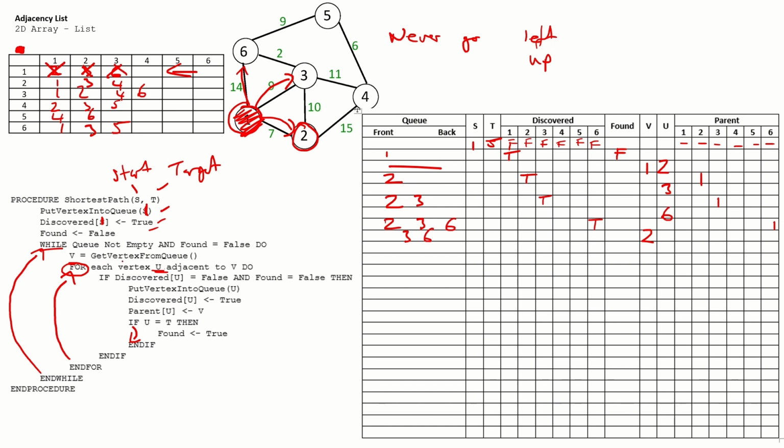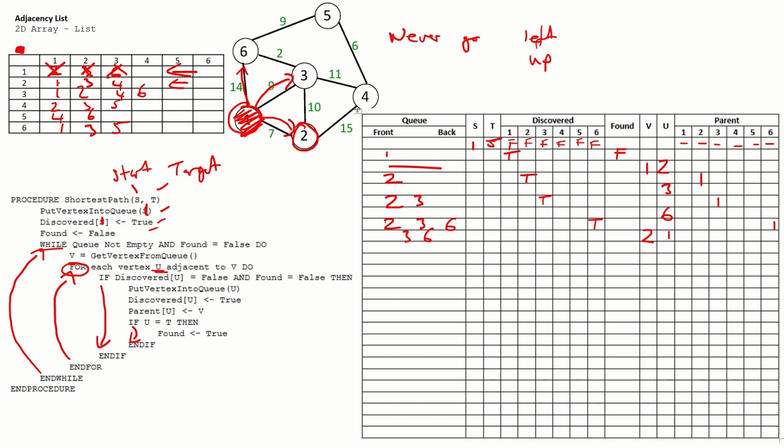So we go through the algorithm again. We've got the vertex from the queue. Each vertex U adjacent to V. So what's adjacent to 2? It is 1, 3, and 4. So first of all, set U to 1. And then we've got if discovered U is false. Well, actually, discovered U is not false. We've already found 1, so we don't need to go back again. So that's fine. Skip the if statement. Save us a bit of time.